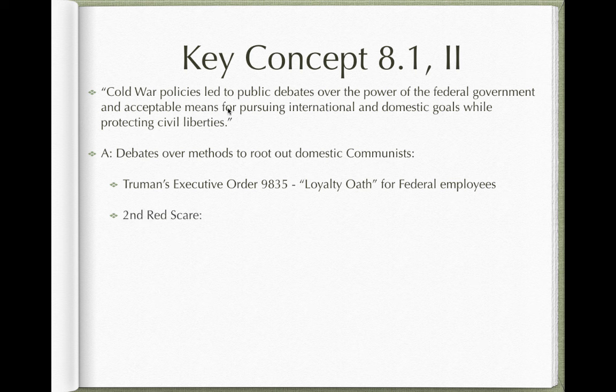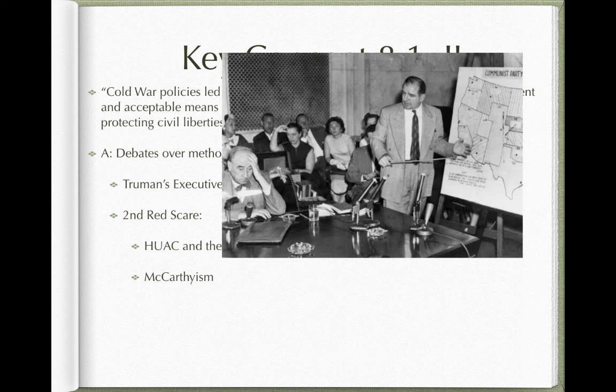Late 1940s, early 1950s, we have the second Red Scare. This happens after World War II, just like the first Red Scare happened after World War I. So an example of the second Red Scare is HUAC and the Hollywood 10. HUAC stands for the House Committee on Un-American Activities, in which the House of Representatives would call hearings and investigate suspected communists or people they thought might be communists. And the Hollywood 10 was a group of Hollywood producers and directors who were called before HUAC and refused to testify.